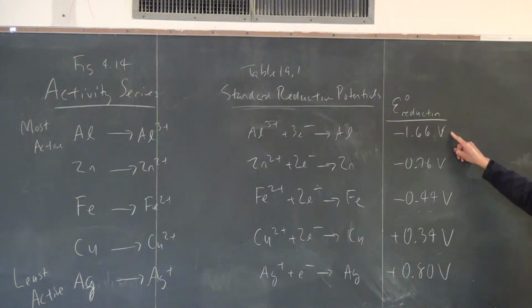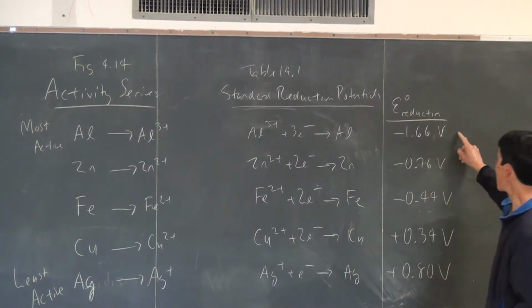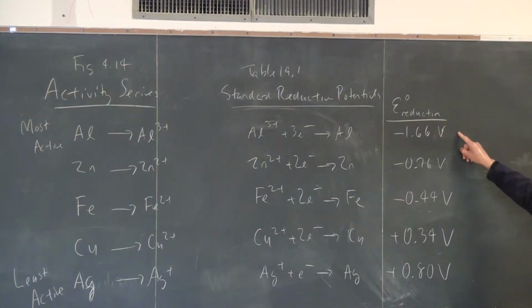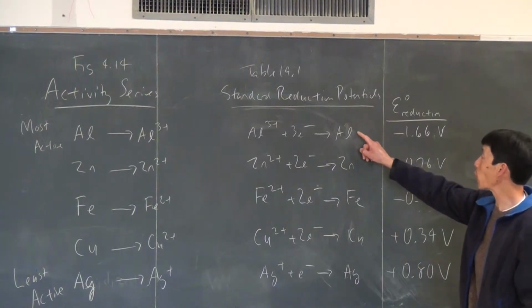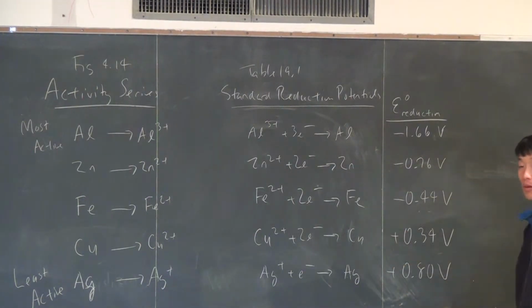Note that the standard reduction potentials increase as we go down the table. So as you said before, aluminum is more active than zinc, zinc is more active than iron, and so on.